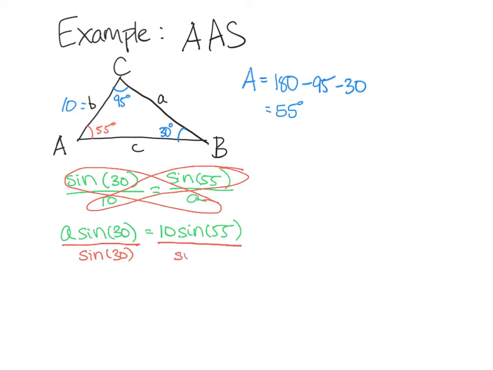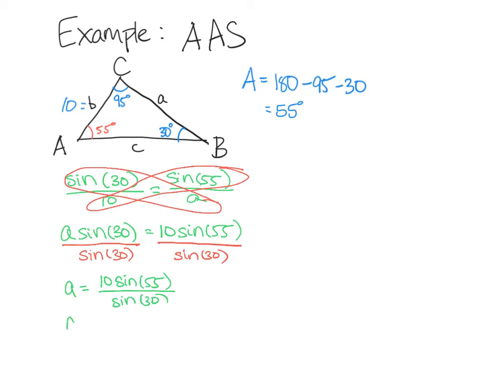Please do not plug sine of 30 into your calculator yet. If you plug things in early and start rounding, your final answer is going to be totally off. So do not plug anything into your calculator until the very end, which is when you have your variable by itself. So A is equal to 10 times sine of 55, whole thing divided by sine of 30. This is something you can plug into the calculator.